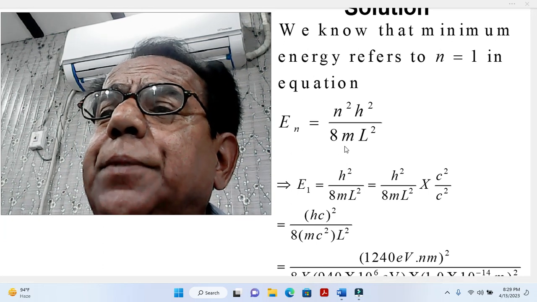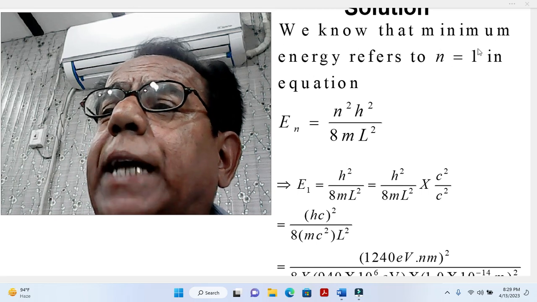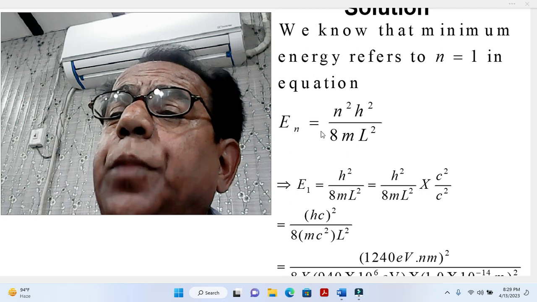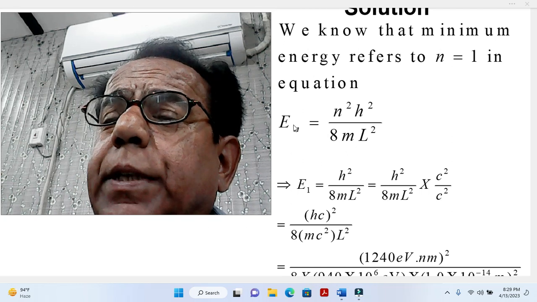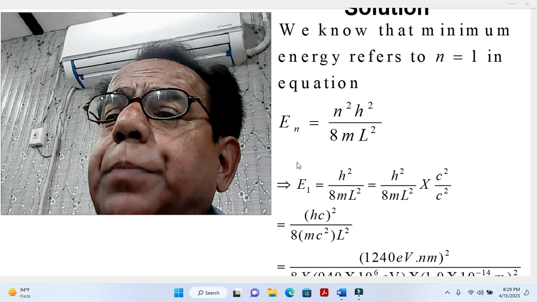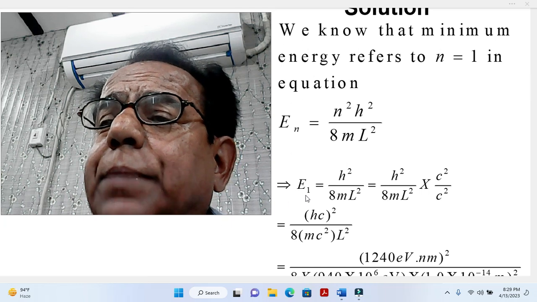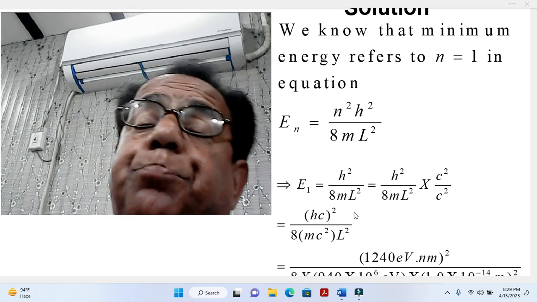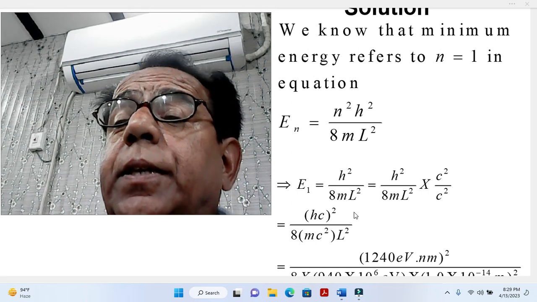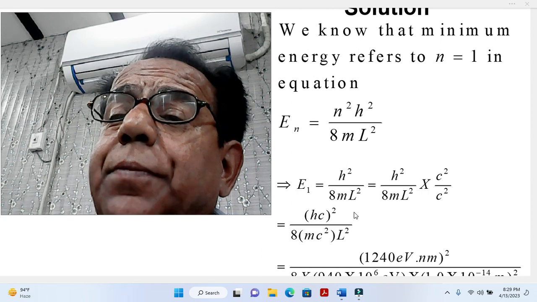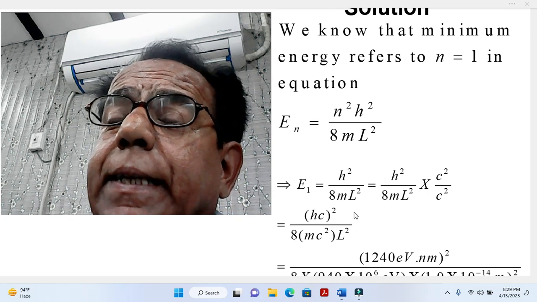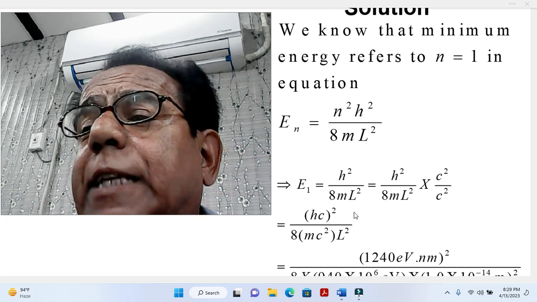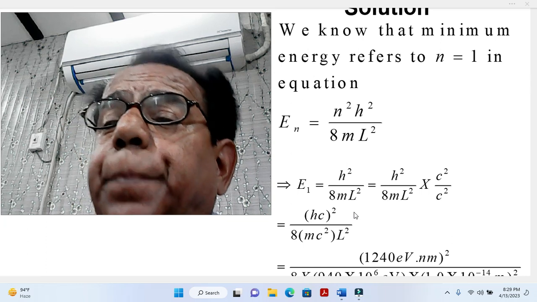We have said that we know that minimum energy refers to n equal to 1 in this equation. So in this equation we will put n equal to 1 for minimum energy. Then this implies that E1 becomes equal to h² over 8mL². In the next step we have multiplied and divided this expression by c².